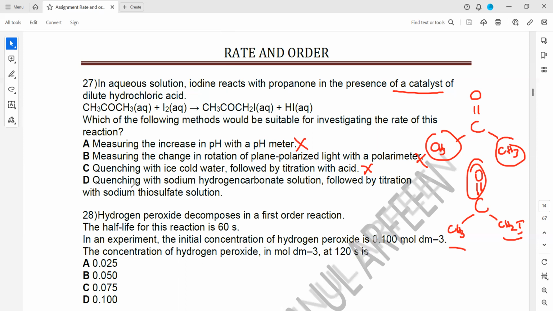So option D, quenching with sodium hydrogen carbonate. What will happen is that the sodium hydrogen carbonate will react with the acid, so it will remove the catalyst. As it removes the catalyst, the reaction will slow down or stop. And then we will titrate with sodium thiosulfate because iodine is there. If iodine is on the reactant or product side, we can use the sodium thiosulfate titration and find the rate of that chemical reaction. That's why D is the right answer. Is this clear?